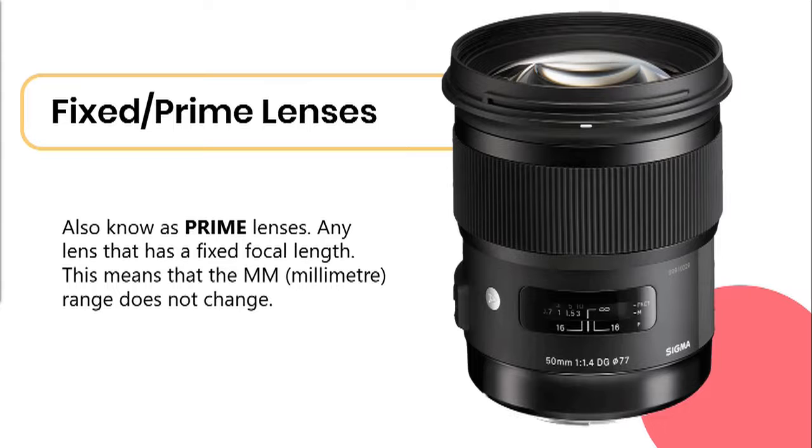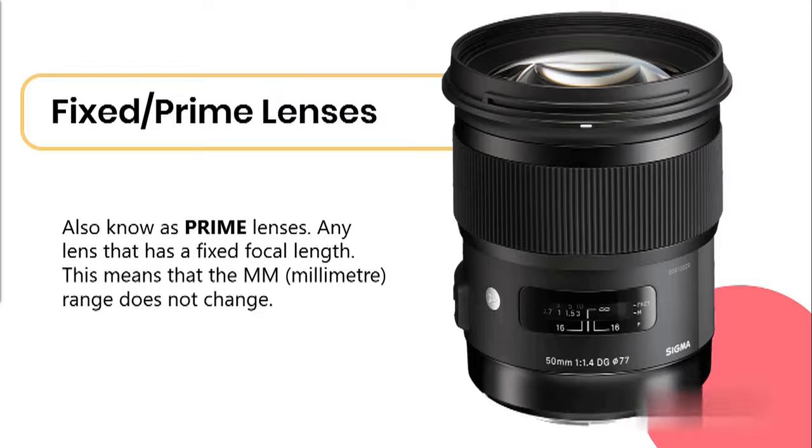Now, the reason they're known as prime lenses as well is that they tend to be higher quality than zoom lenses. They're less versatile because I don't have the ability to zoom in or to zoom out. So I'm a little bit more restricted with my type of video when it comes to these types of lenses, but they do tend to be higher quality with a greater depth of field, and they also are preferred when it comes to video capture.